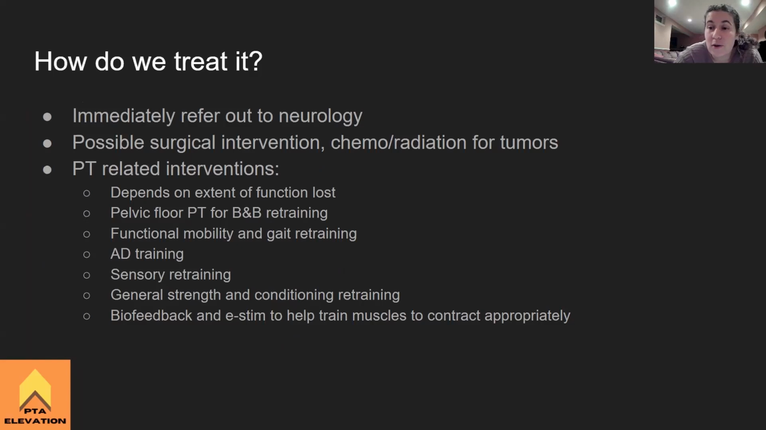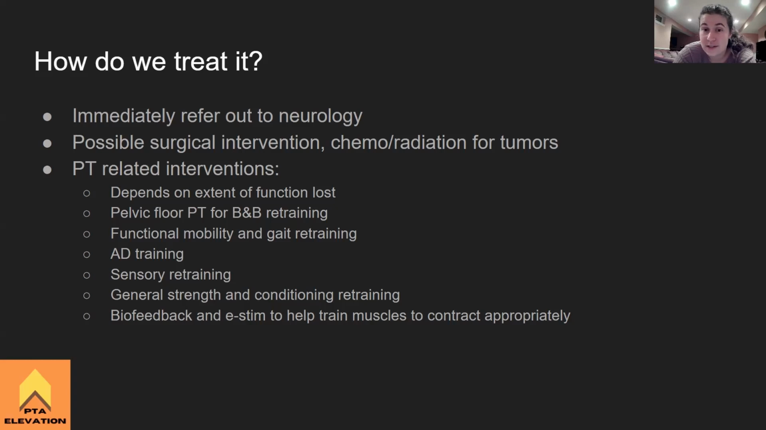How are we treating it? So as I said before, immediately refer out to neurology. We need this person to get seen and fixed as soon as possible, because we are not neurosurgeons. We're going to let somebody else do this job. We'll take it over on the back end. We'll get the baton later, but we're going to pass the baton to them for now.